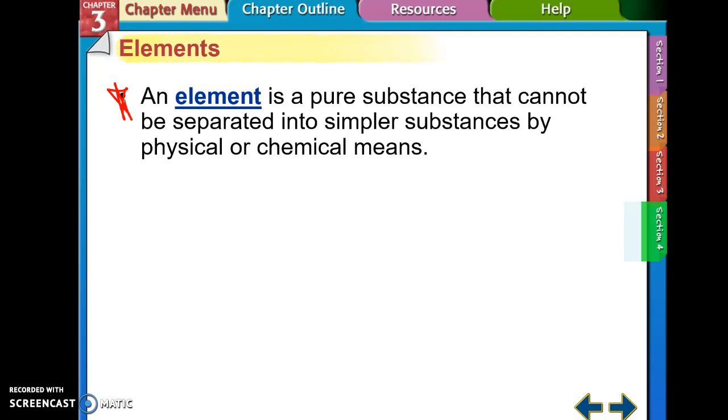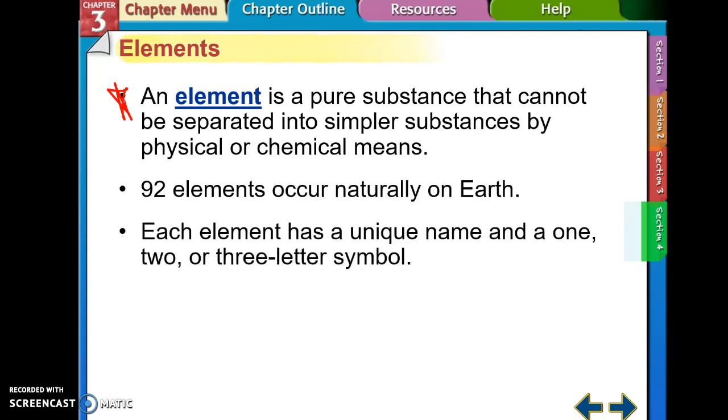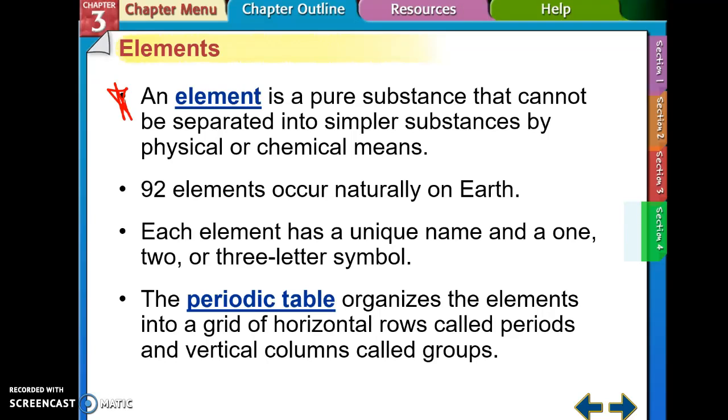We'll talk about nuclear at the end of the school year. There are 92 naturally occurring elements on Earth. Uranium is the last naturally occurring element. And each element has a unique name and symbol. They are on the periodic table of elements. So, you've got a grid of horizontal rows called periods and vertical columns called groups, and we'll talk about that a lot more in chapters 5 and 6.